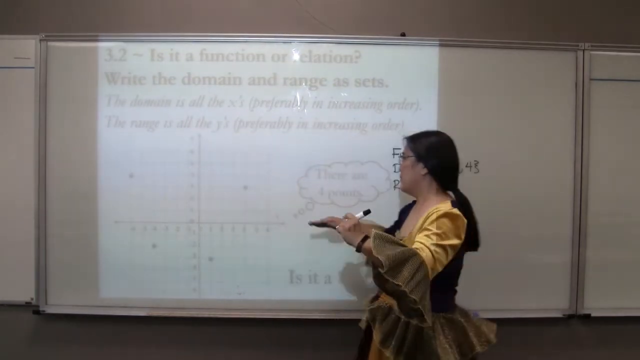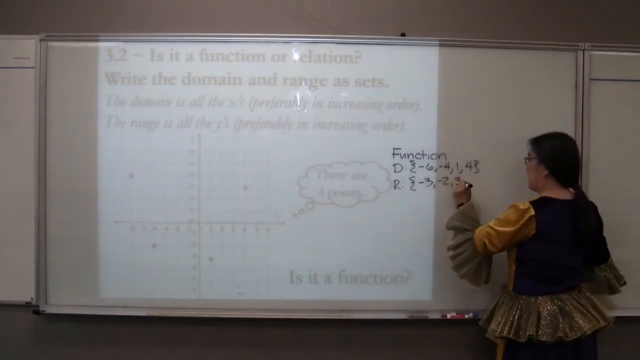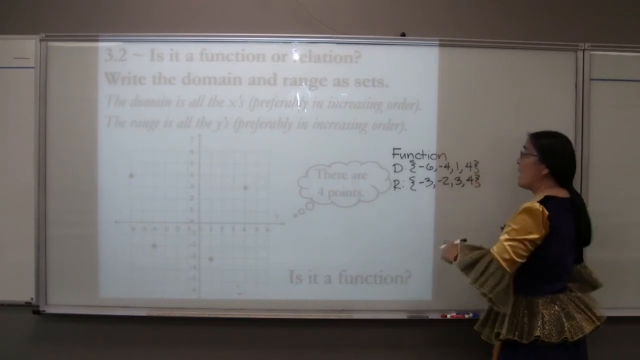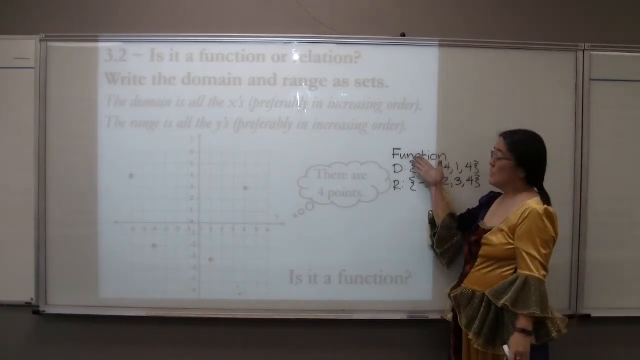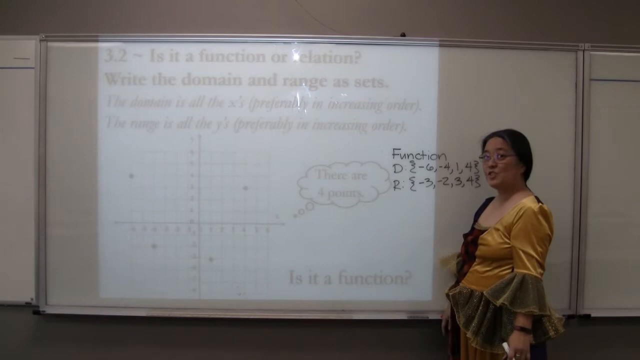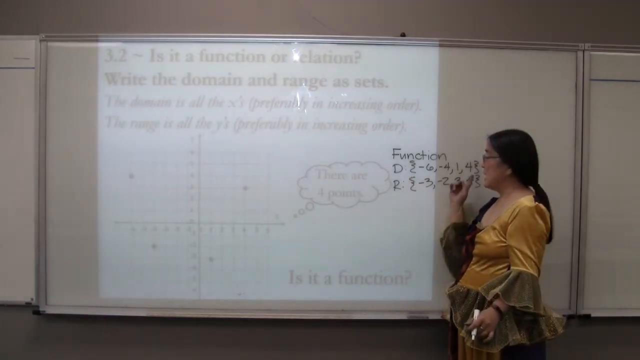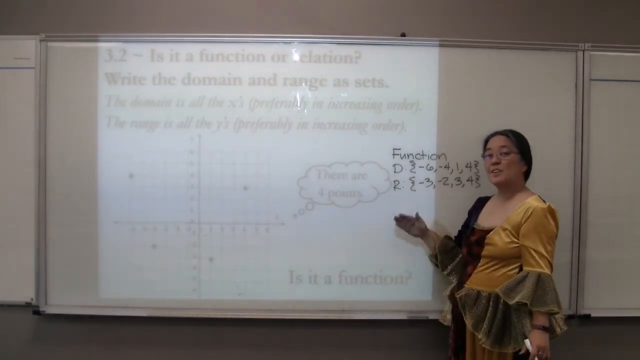3 and 4. Sometimes they'll be on the left and sometimes they'll be on the right. And they're all different. So it's a function with this domain and this range. The reason that we use the sets and the commas is because they're individual points.